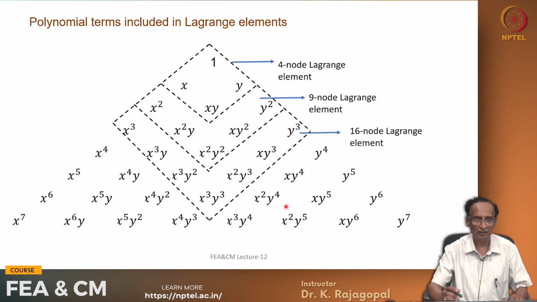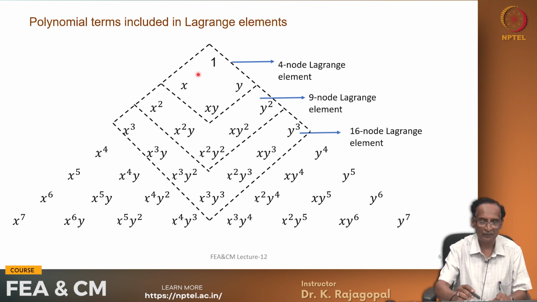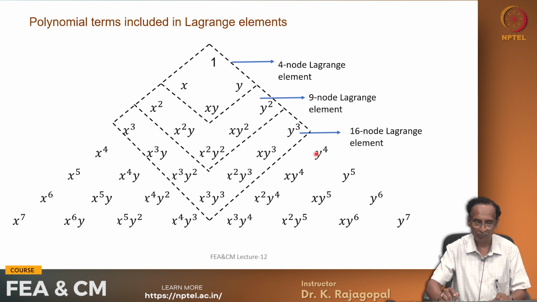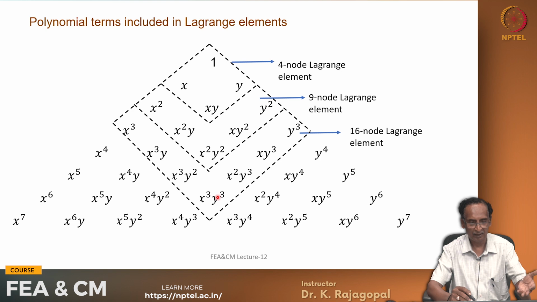If you look at the included terms for the 4 node Lagrange element, we have 1, that is the constant term, x, y and xy, while we are missing x square and y square. Whereas for the 9 node Lagrange element, we have all these highlighted terms, while we are missing these terms: x cube, y cube, and then x cube y, xy cube, x to the power 4, y to the power 4, and so on. If you extrapolate for a 16 node Lagrange element, we will have more terms, but we are also having more missing terms.